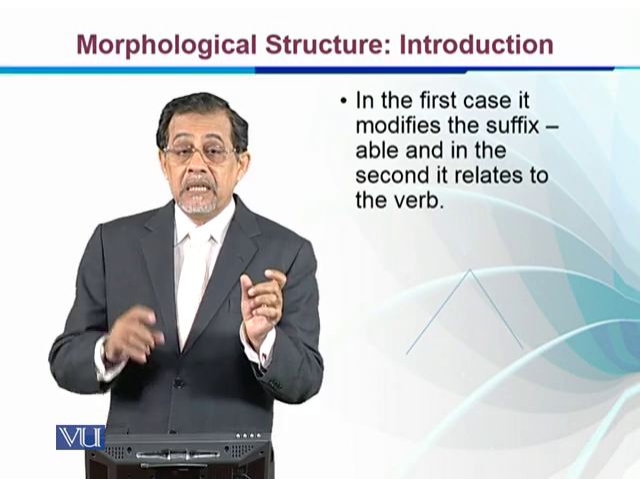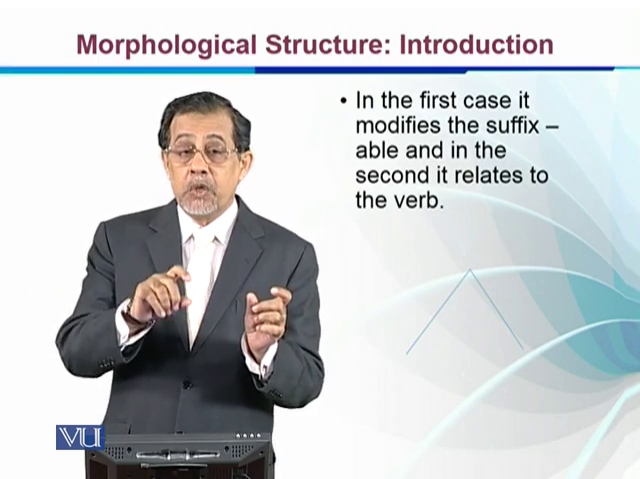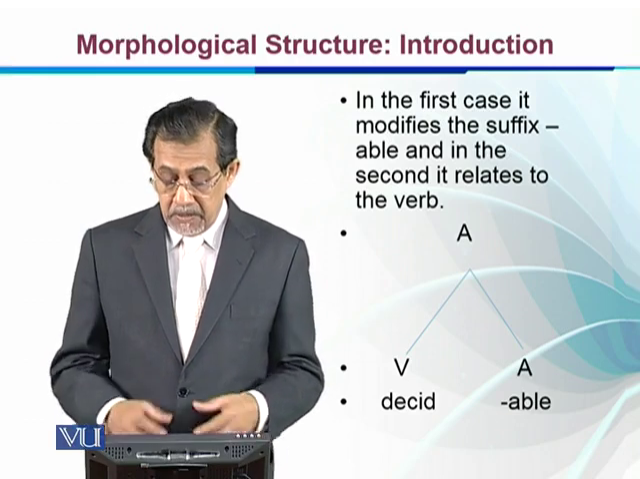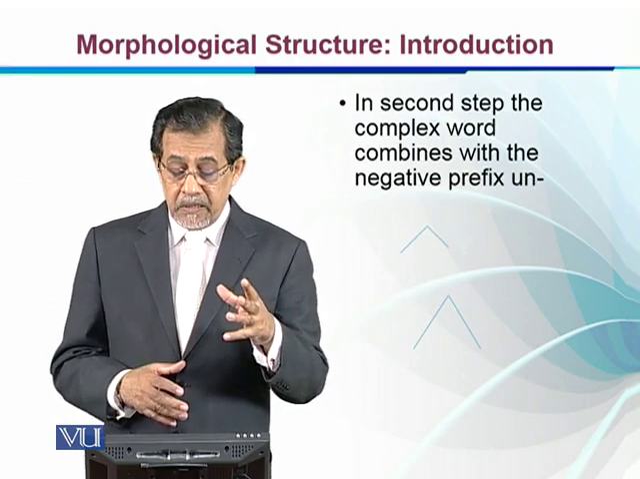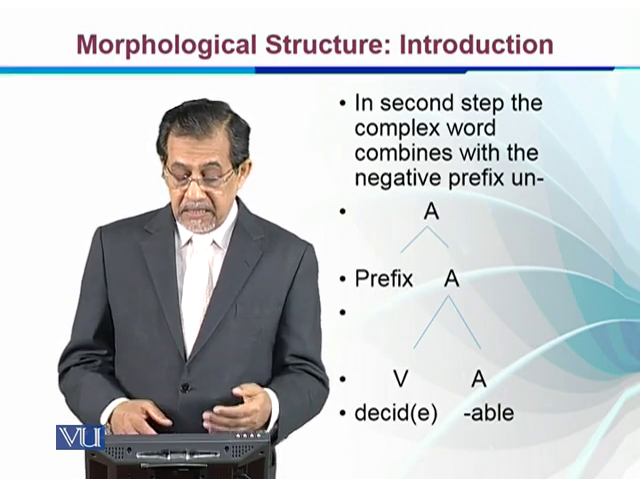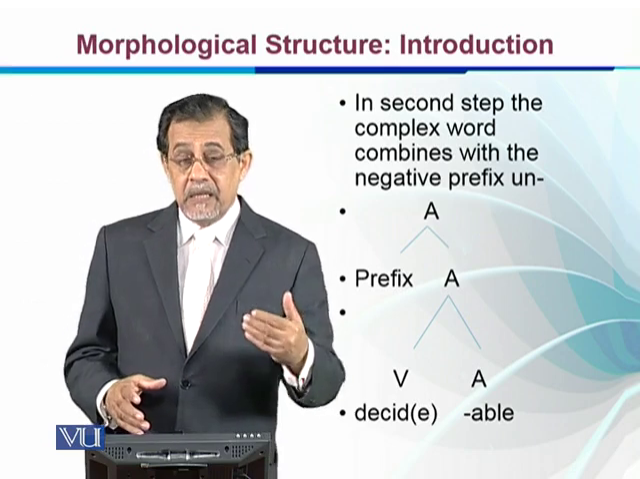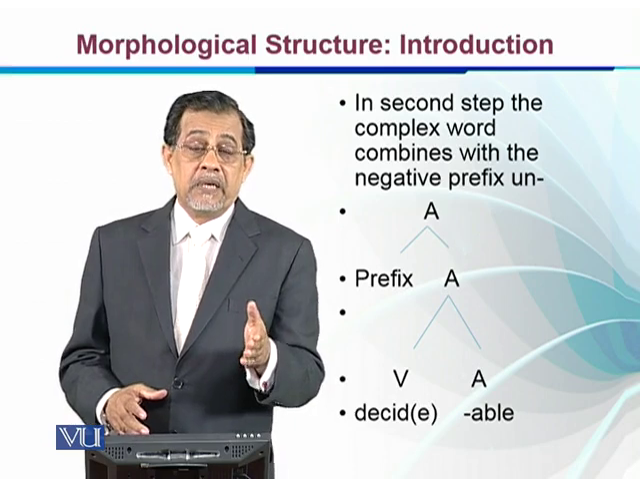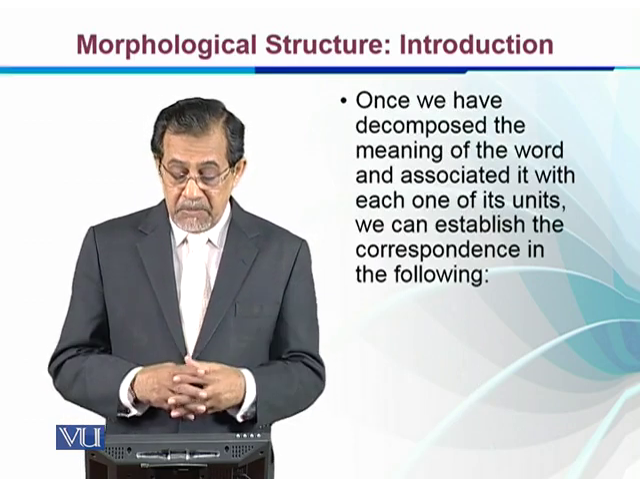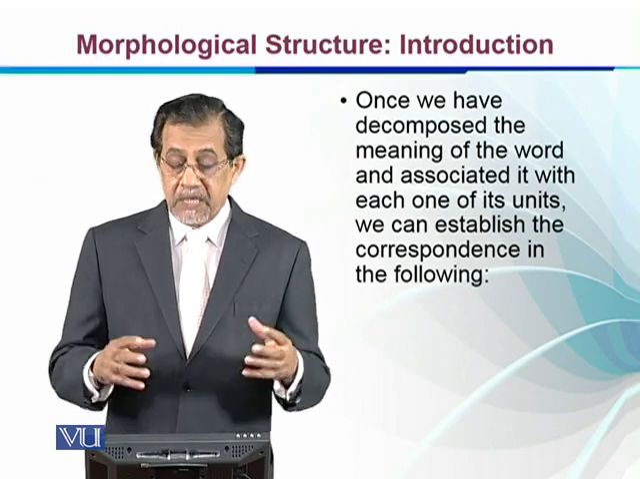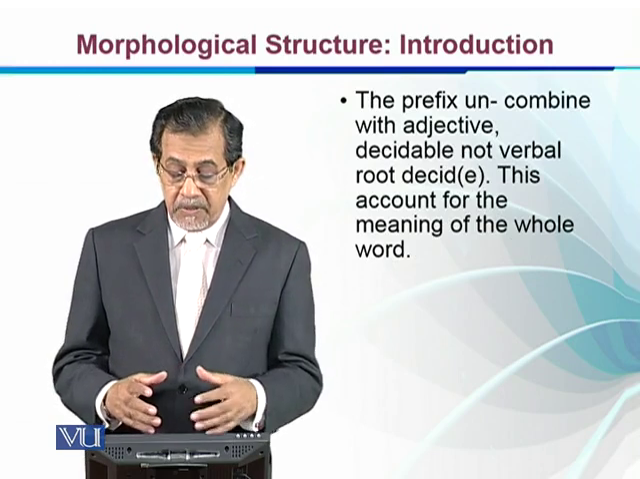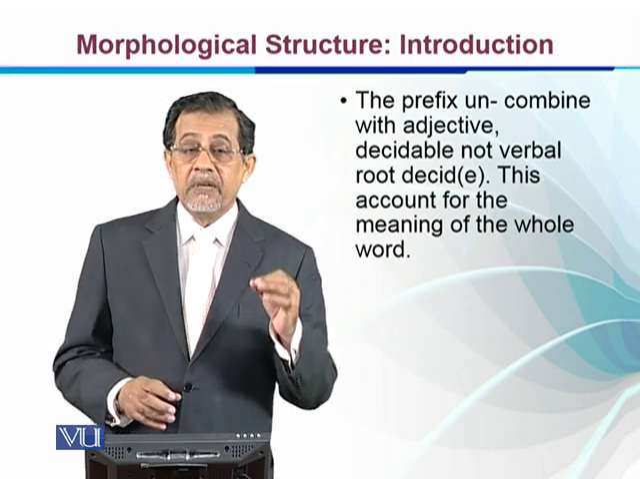So it means that in the first case un modifies the suffix able, not the root decide. If we look at this, we have the verb decide and the suffix able, which gives an adjective. In the second step, the complex word combines with the negative prefix un. So we can have the prefix, and the adjective made of decide and able. This is how we can find that un is modifying decidable, and the whole is then built on decide. Once we have decomposed the meanings of the word and associated them with each of its units, we can establish the correspondence: the prefix un is combined with the adjective decidable, not the verbal root decide. This accounts for the meaning of the whole word.